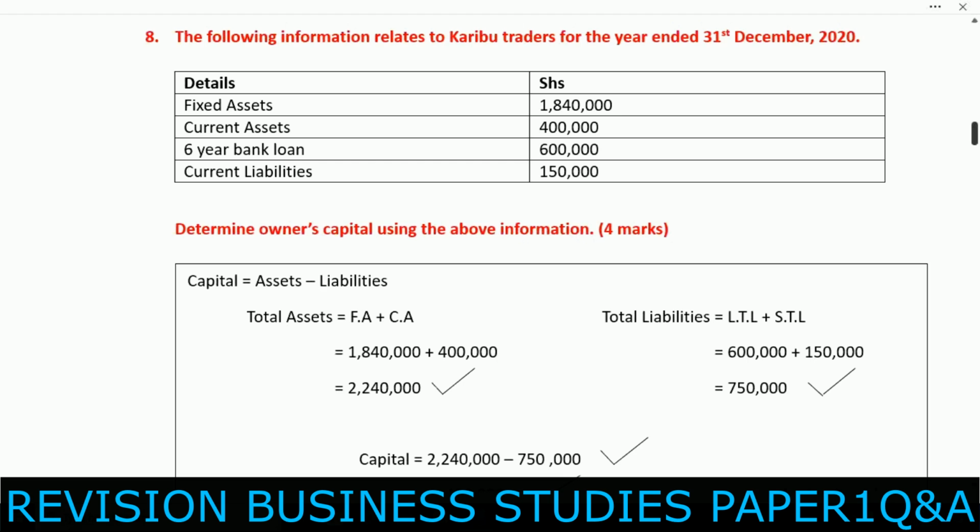Number 8, the following information relates to Karibu Traders for the year ended 31st December 2020. You can see the details and the amounts in shillings. Fixed assets, you can see the amount. Current assets, you can see there.